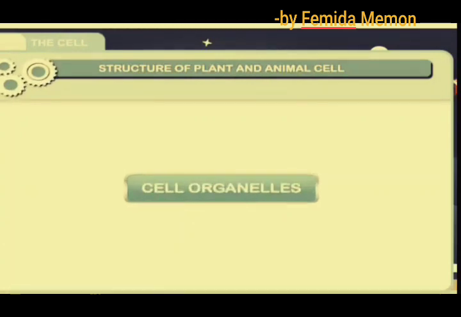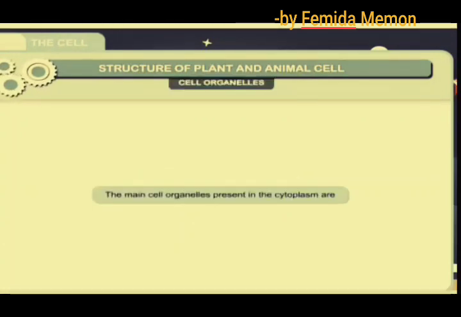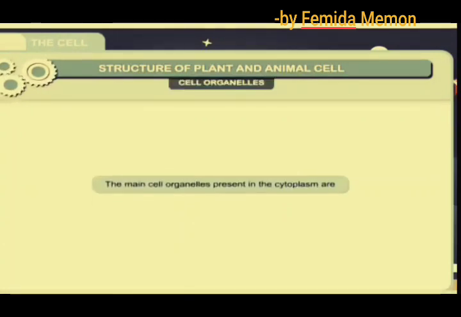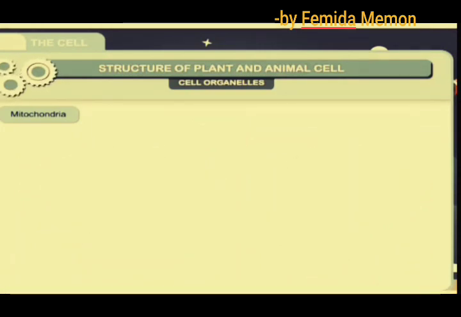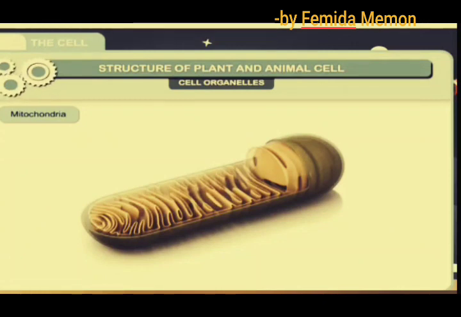The main cell organelles present in cytoplasm are mitochondria. They may be spherical, oval, or rod-shaped. They are present in animal as well as plant cells and are responsible for the synthesis and storage of energy released by the oxidation of food. They are also called the powerhouse of the cell.